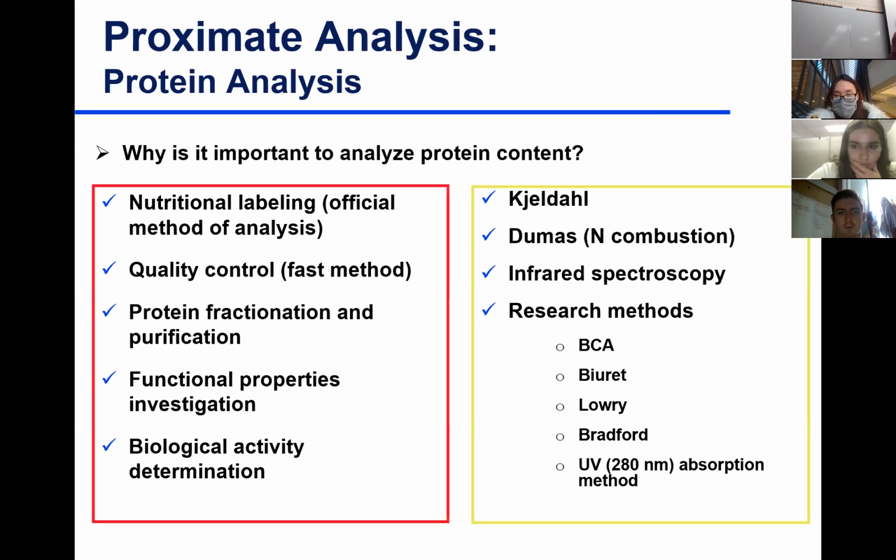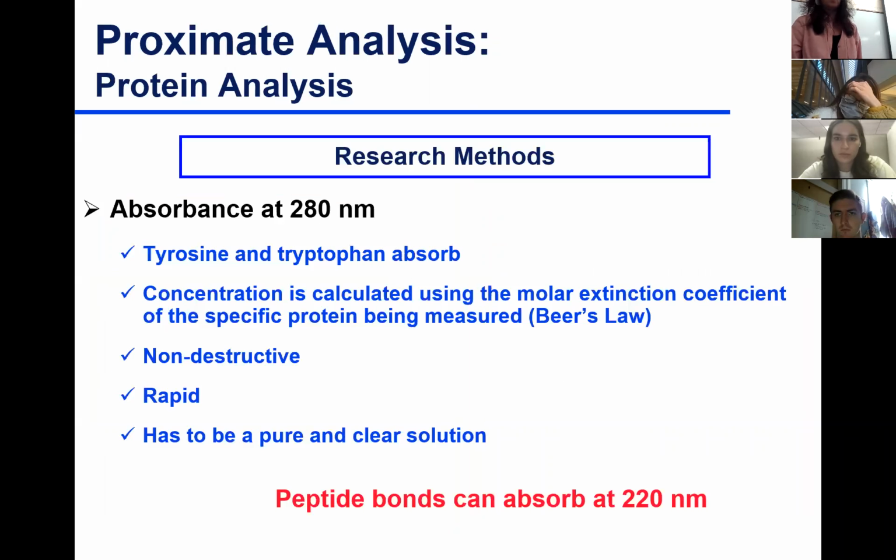Like I said last time, they're not really used to accurately quantitate protein in a complex matrix, mostly in a solution where we purified the protein, and we need to determine how much protein we have in solution for a different assay or for specific activity. Another research method that I'll talk about briefly is the UV detection method.